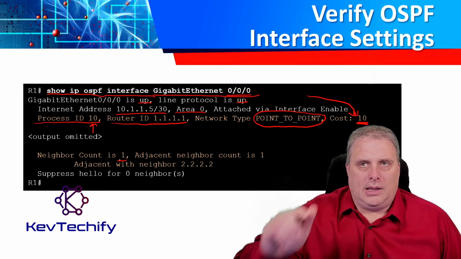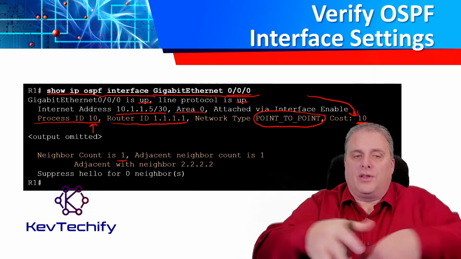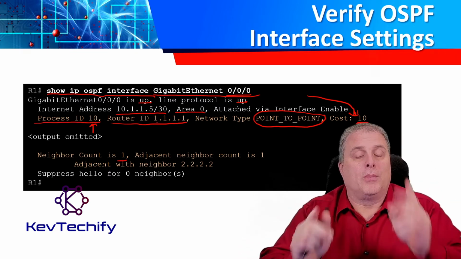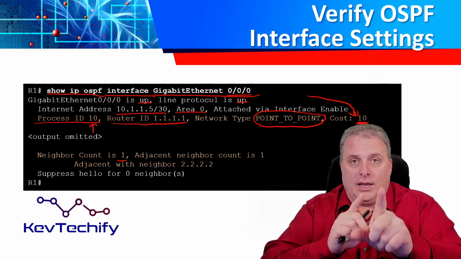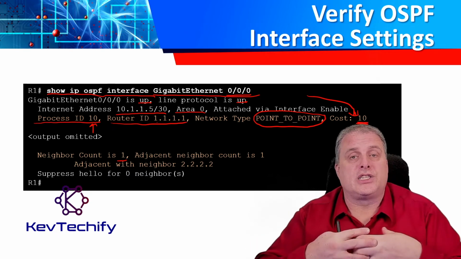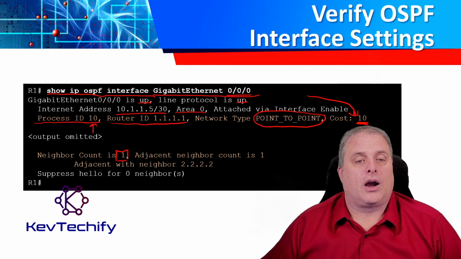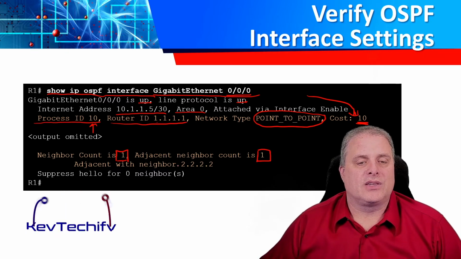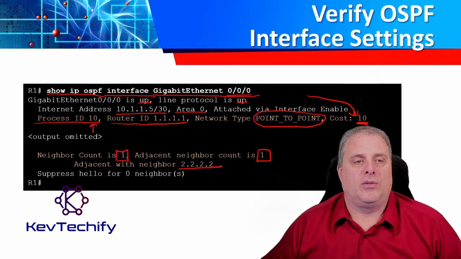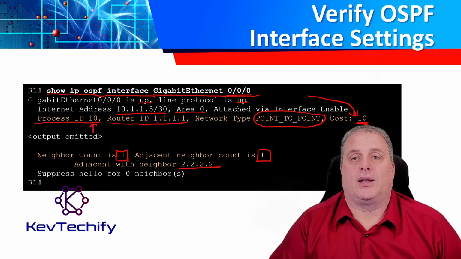Now, we are looking at specifically one interface. We're not looking at the entire router. The entire router has 2 neighbors, but this specific interface only has 1 because it's a point-to-point connection. And it will only support 2 devices, ourselves and the one we're connecting to. So our neighbor count is 1. Our adjacent neighbor count is 1, meaning they are running OSPF and we successfully have an adjacency. And then it gives us the router ID of our neighbor. And we got this all from the show IP OSPF interface command.